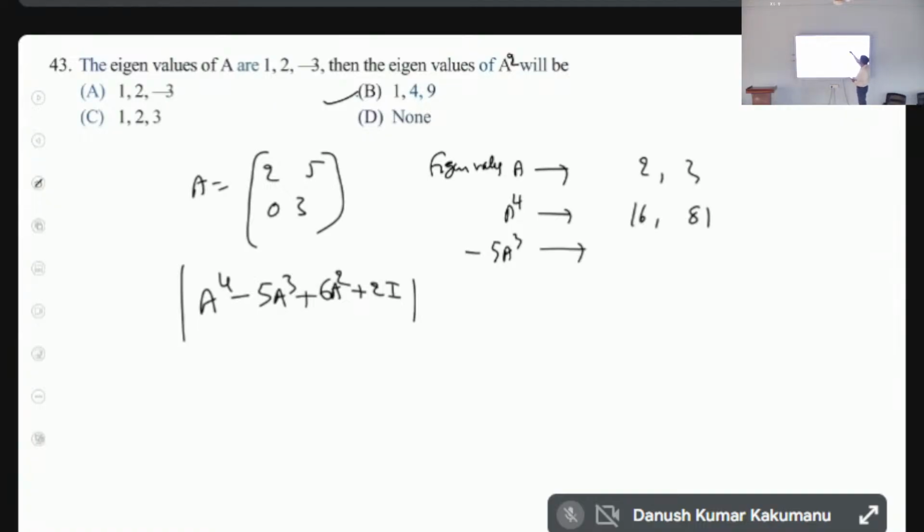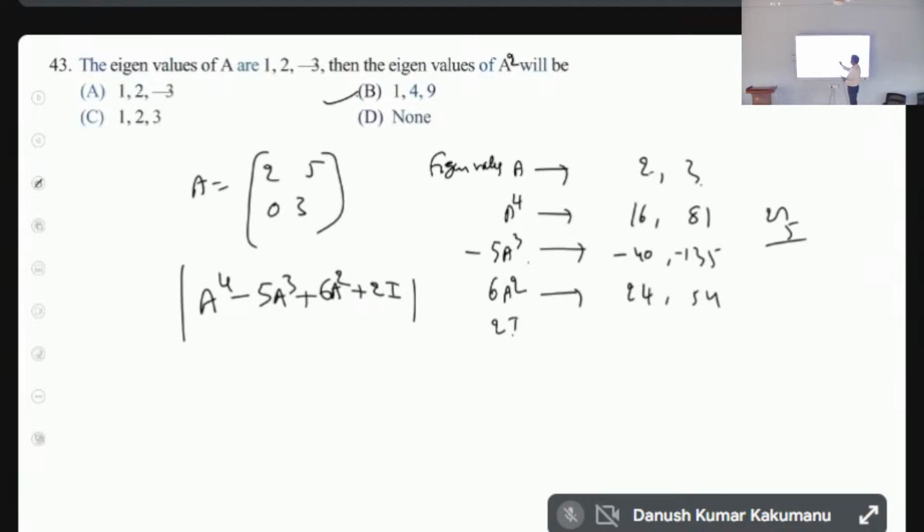A cube means 8, minus 40. 27 into minus 5, how much? Minus 135. 6A square: eigenvalues of 6A square is what? A square is 4, so 24. And 9, so 54.